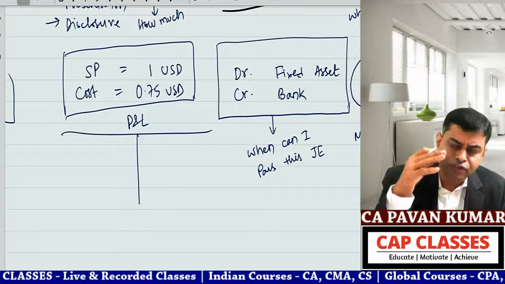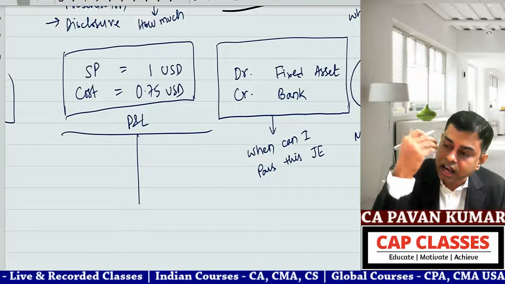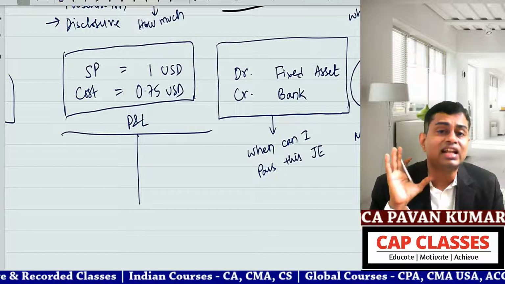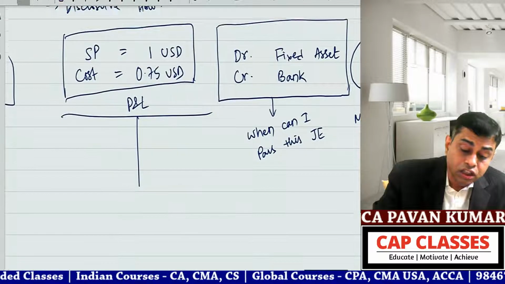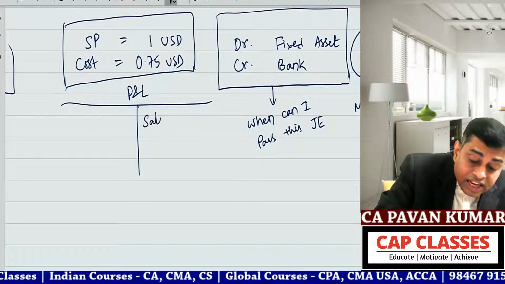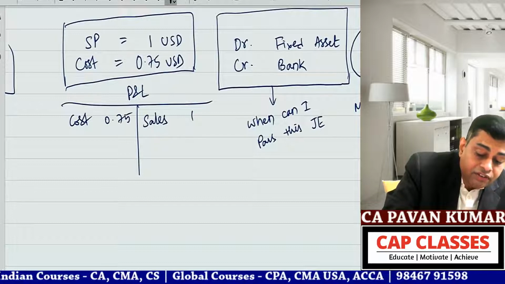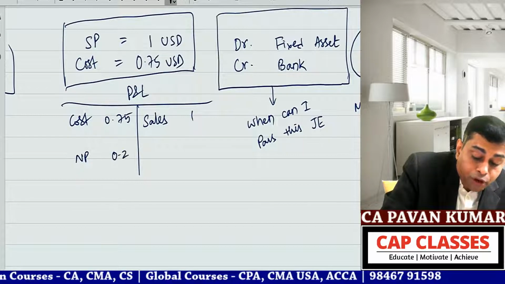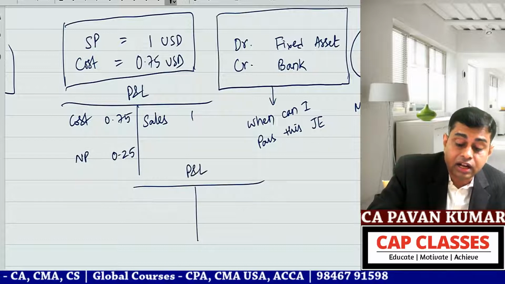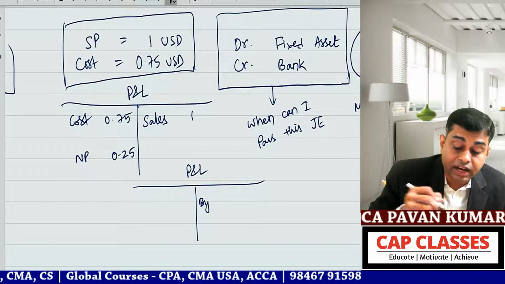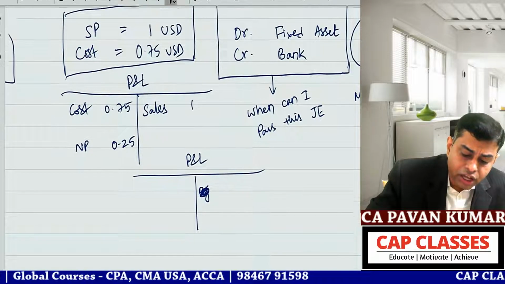Any country you are from. Pavan sir, I am not from India. I am from Brazil. I am from UK. Whoever you are, wherever you are attending this class from, a T-shaped P&L is always better. Okay. So shall I write sales $1, cost 0.75, therefore net profit is 0.25? Should I write it like this, or in my P&L should I write only one thing?